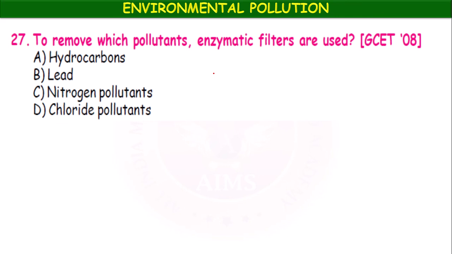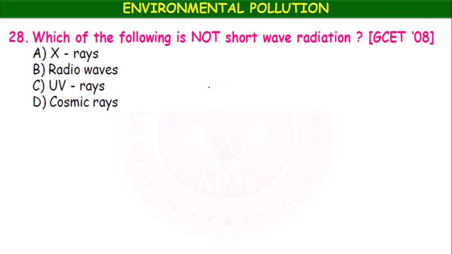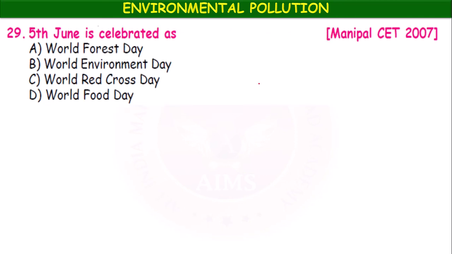To remove which pollutants are enzymatic filters used? Hydrocarbons, lead, nitrogen pollutants, chloride pollutants. Hydrocarbons. Which of the following is not short wavelength? Short wave radiation: X-ray, radio waves, ultraviolet rays, cosmic rays. It is cosmic rays. 5th June is celebrated as World Forest Day, World Environment Day, World Red Cross Day, World Food Day. It is World Environment Day.